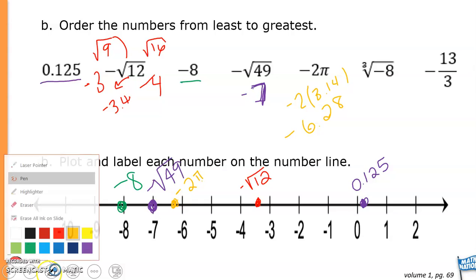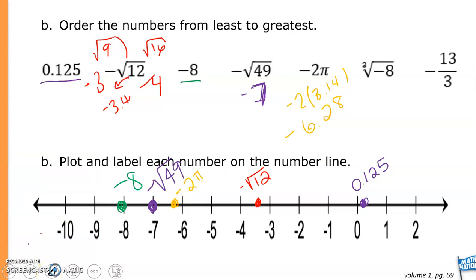The cube root of negative 8 we said was rational. It's rational because it does give you the integer negative 2. Because negative times a negative times a negative gives me that negative 8. So if I'm finding it at negative 2, it is here, would be the cube root of negative 8.